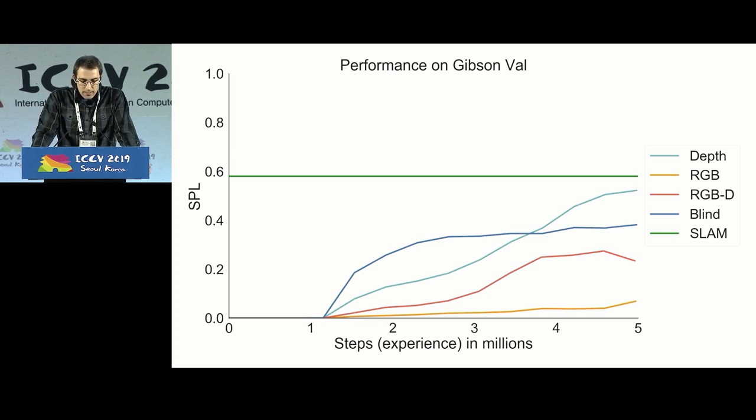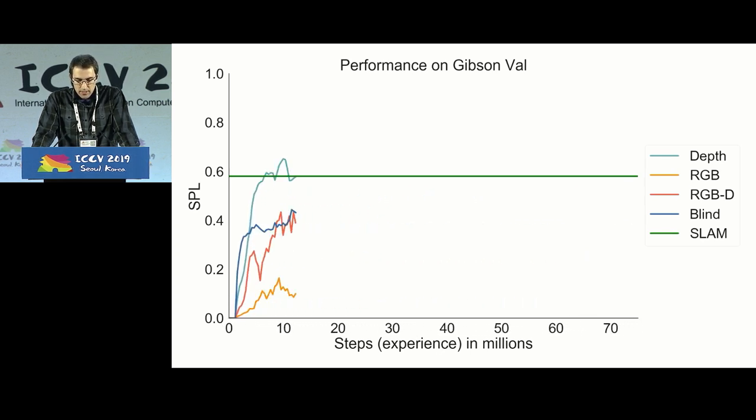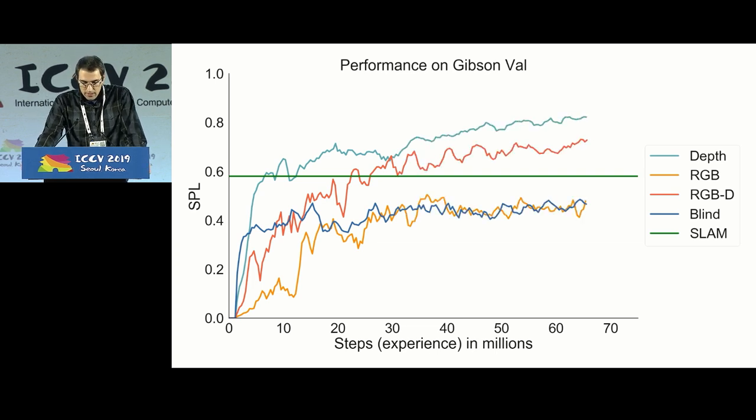Here we contrast a classical SLAM approach in green to RL-based agents with different visual sensors in other colors as we scale the amount of experience. We see that the trend is reversed, with depth-equipped RL agents in cyan and red outperforming the traditional SLAM-based approach.